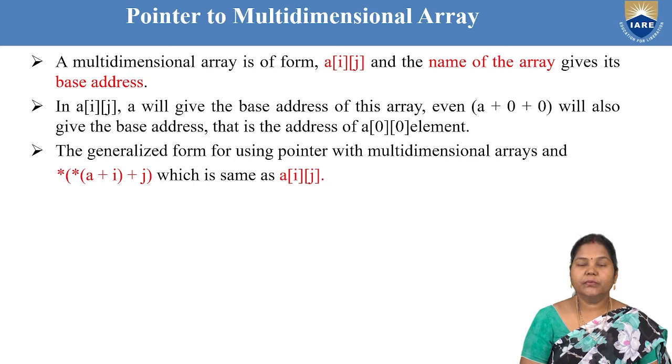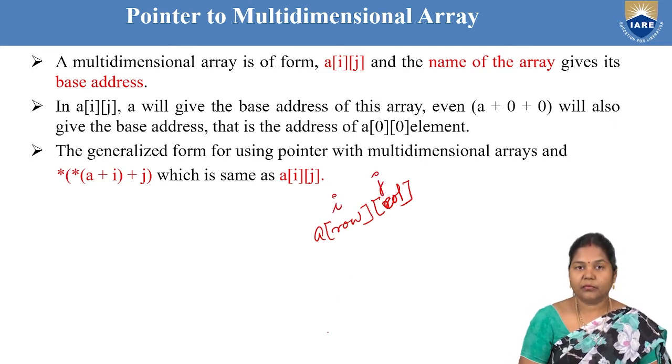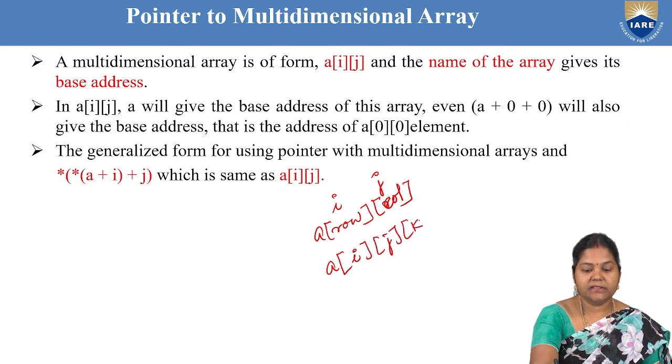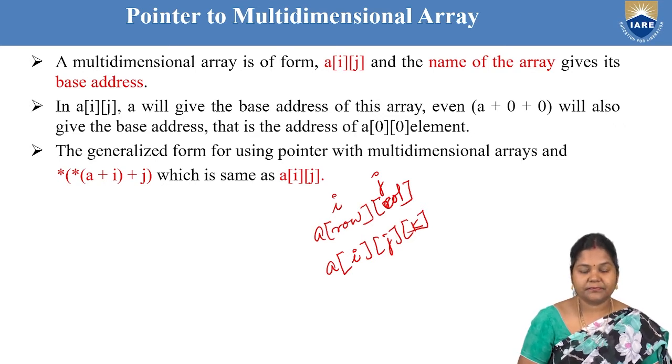Now, pointer to multidimensional arrays. Multidimensional arrays are represented by A of ij, which is nothing but a two-dimensional array, for example. A of ij represents a two-dimensional array where this is i and this is j. i refers to the number of rows and j refers to the number of columns. Similarly, you can also write A of ijk, which is nothing but a three-dimensional array.